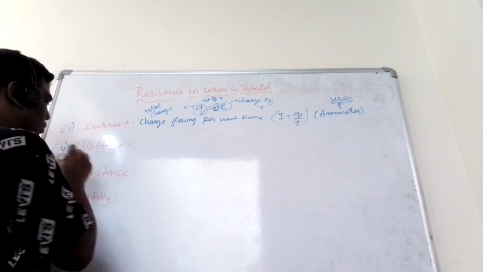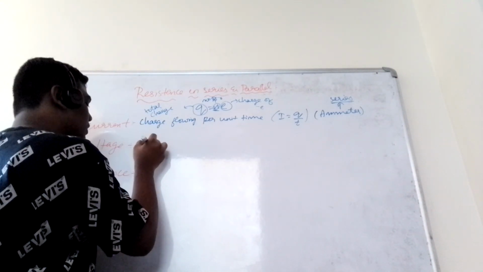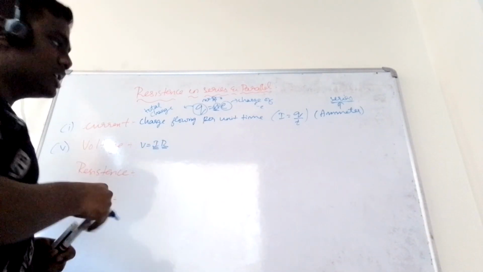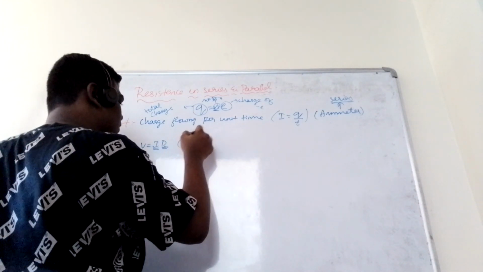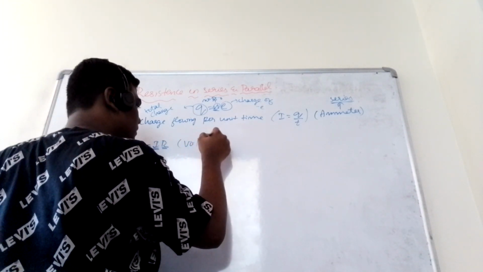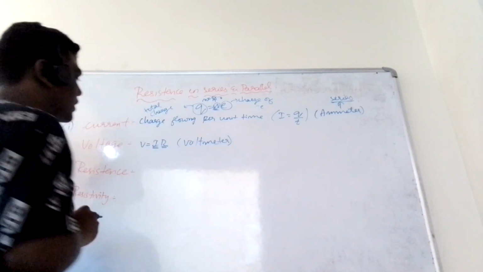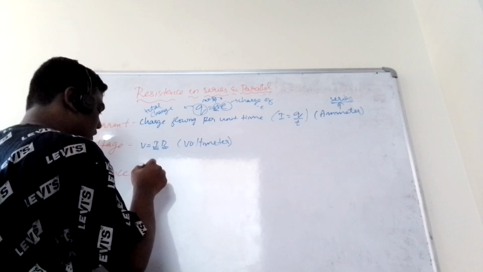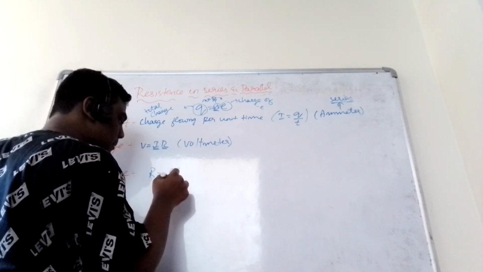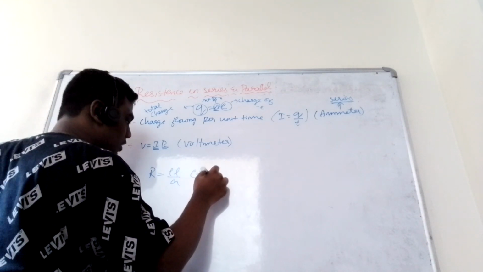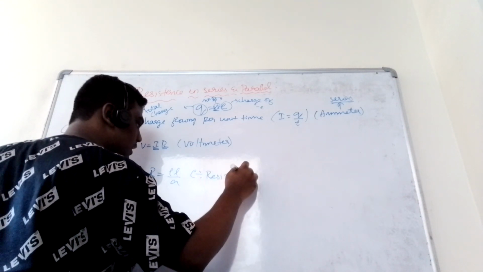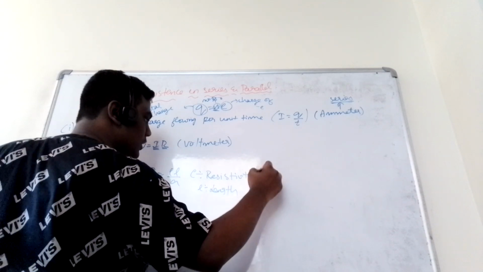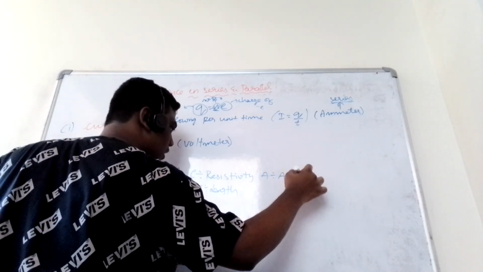Coming to voltage, V is equal to IR. Current flowing through resistance is nothing but voltage. Voltage is measured using a voltmeter. And then coming to resistance, R, we have a famous formula: R is equal to rho L by A, where rho stands for resistivity, L stands for length, and A stands for area.